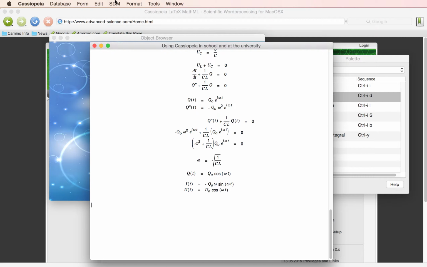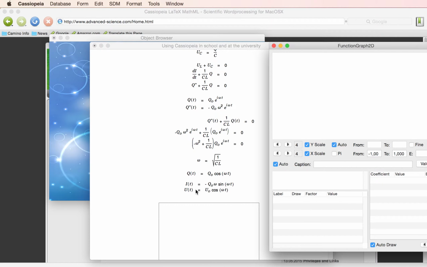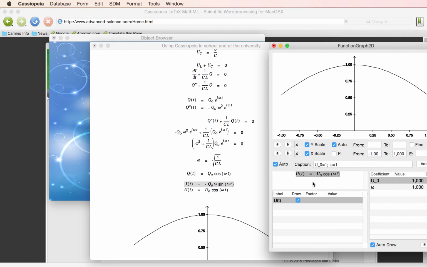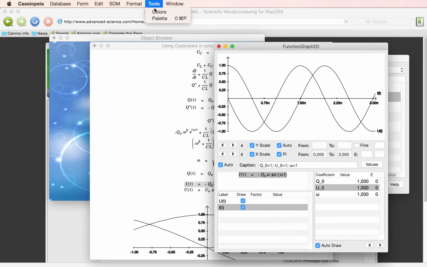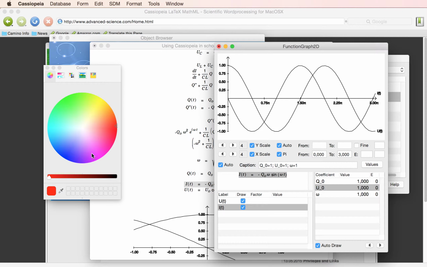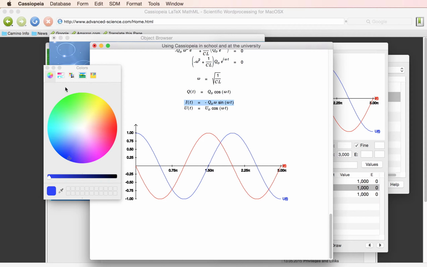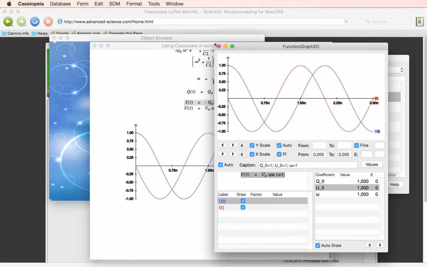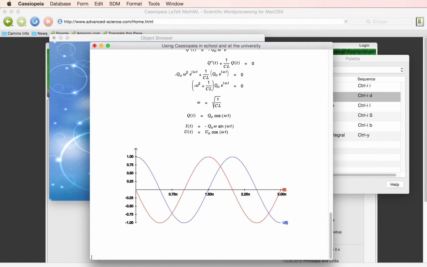That's it. Let's insert a function graph and drag these two functions onto it. Use reasonable limits and introduce some color. Red for the current and blue for the voltage. Let's close this. Here we are. Homework done.